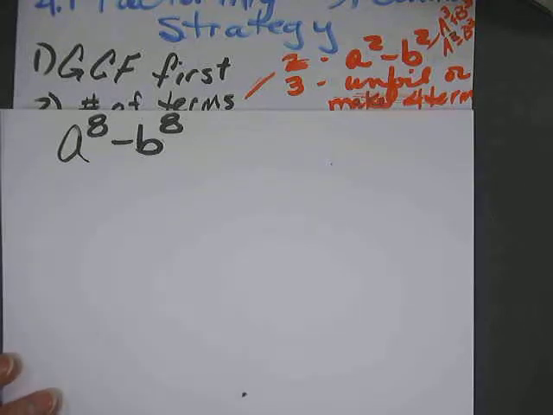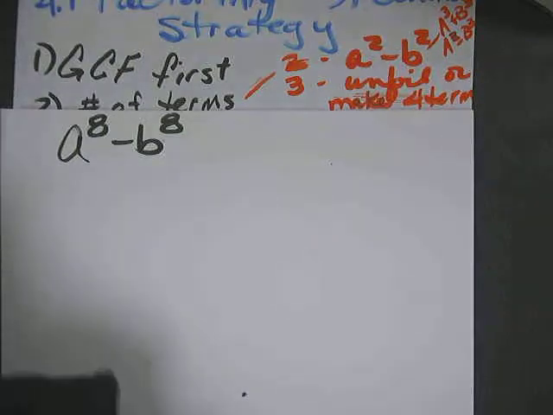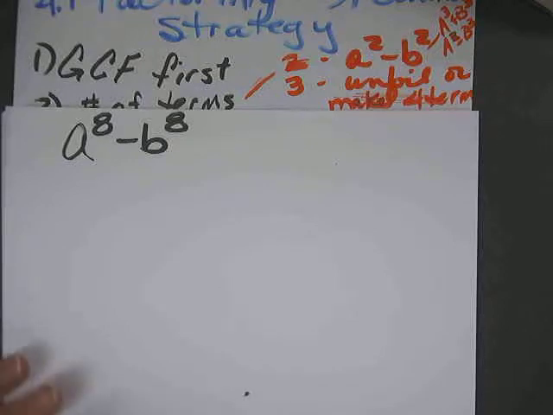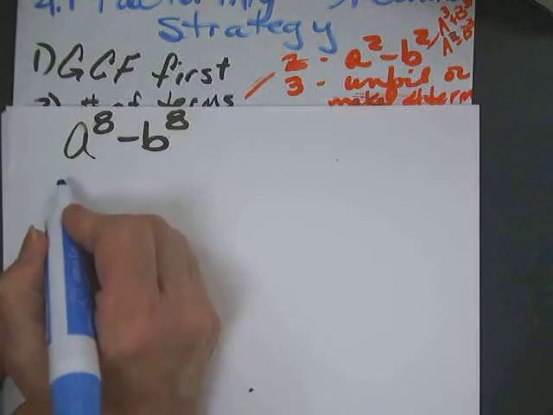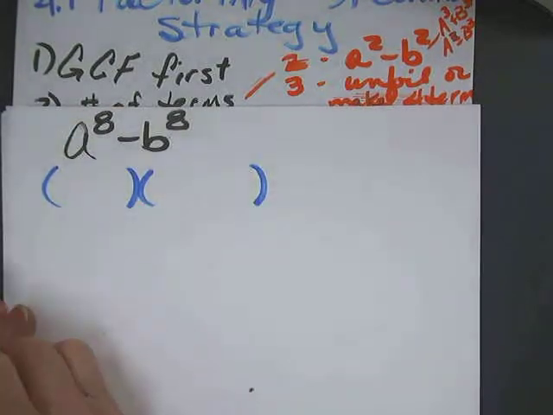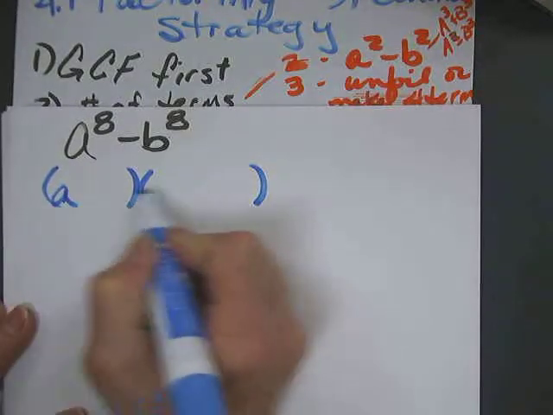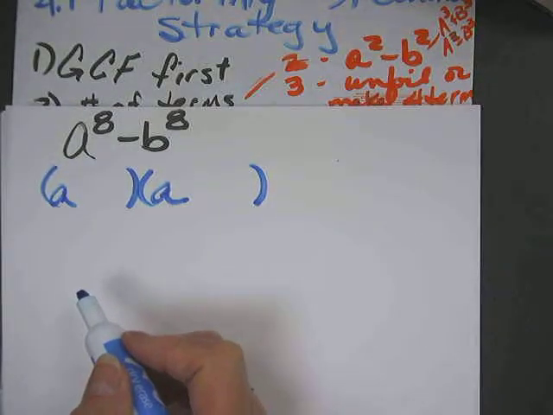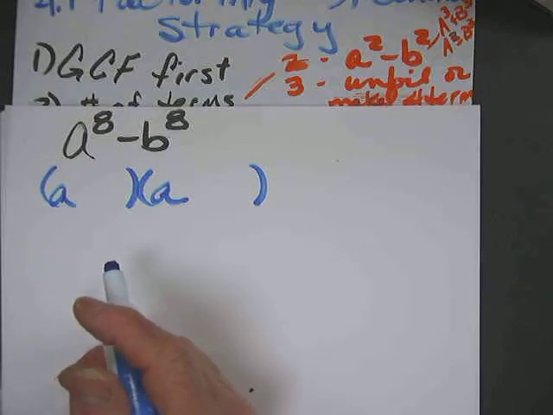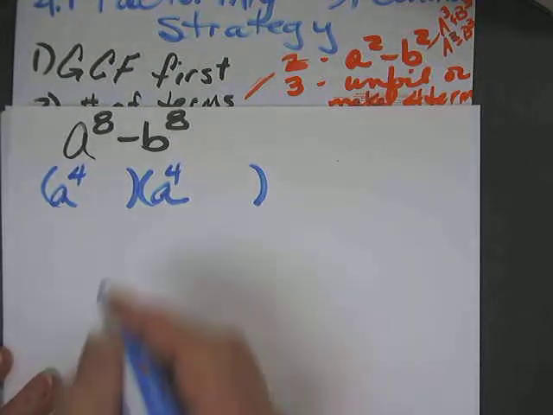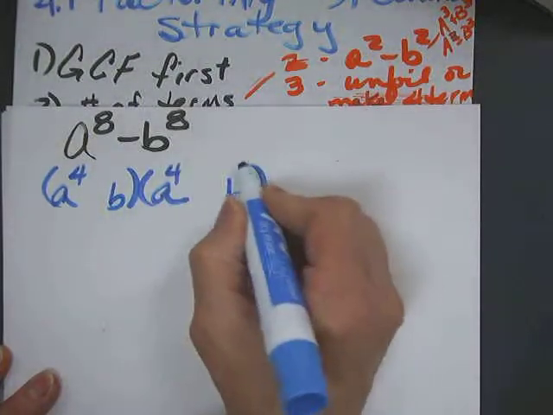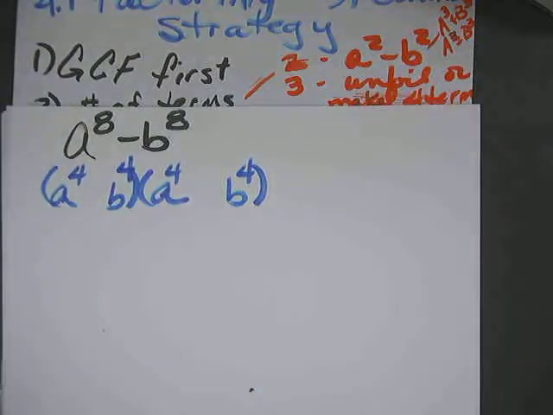Everybody done writing? Okay, how about a to the 8 minus b to the 8. Is there anything in common? Powers of 8. Are they perfect squares? Yeah. If you can divide by 2, it's a perfect square on the exponents. So we can't factor anything, no common factor. They have 8s in common, but we're going to have no common factor. So, the difference of squares.